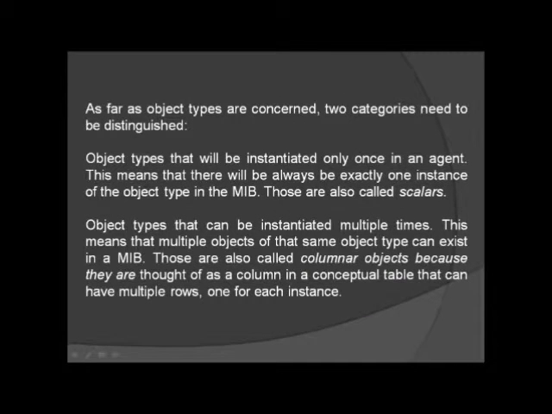As far as object types are concerned, two categories need to be distinguished. Object types that will be instantiated only once in an agent. This means that there will always be exactly one instance of the object type in the MIB. Those are also called scalars. Object types that can be instantiated multiple times. This means that multiple objects of that same object type can exist in a MIB. Those are also called columnar objects because they are thought of as a column in a conceptual table that can have multiple rows, one for each instance.